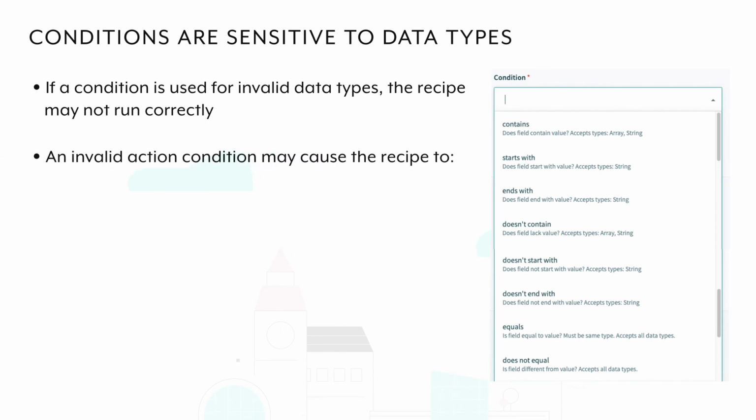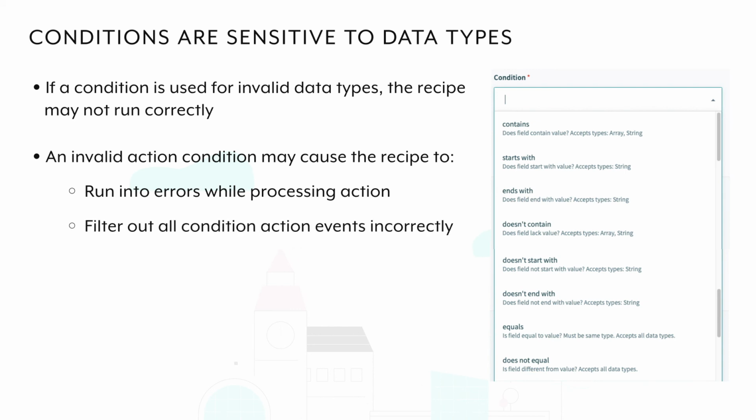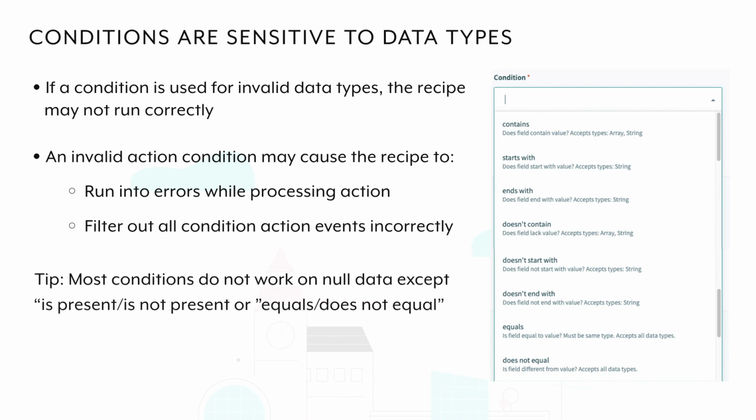If a condition is used for invalid data types, the recipe may not run correctly and might run into errors while processing action. It could also filter out all condition action events incorrectly. Most conditions do not work on null data, except is present, is not present, or equals, does not equal.